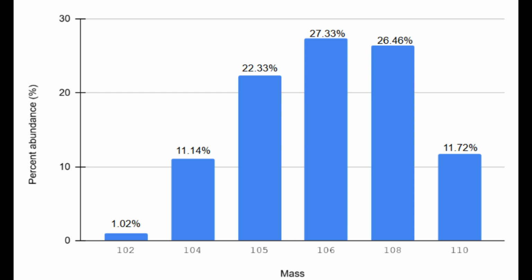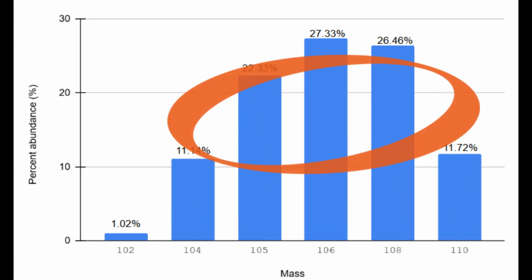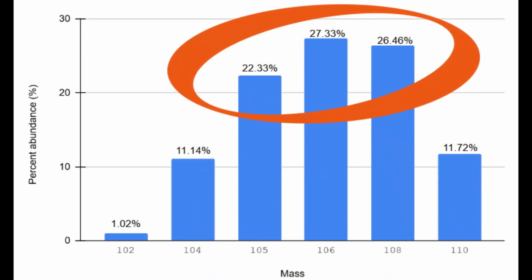But what if these percent abundances are a bit harder to interpret? The mass spec graph for palladium, Pd, looks like this. There are relatively equal amounts of palladium 105, 106, and 108, and pretty small amounts of the rest of the isotopes.